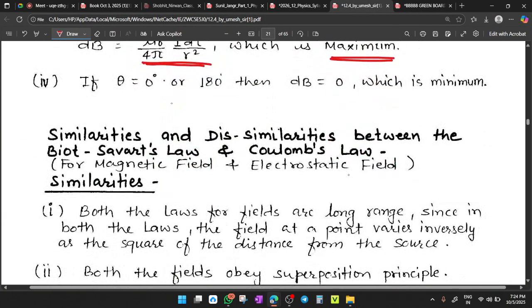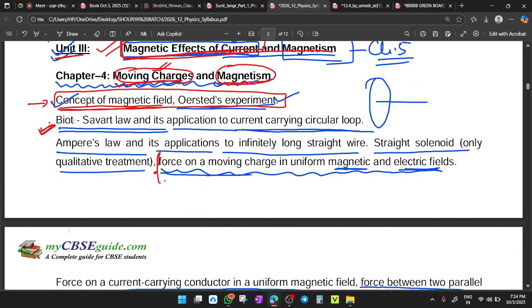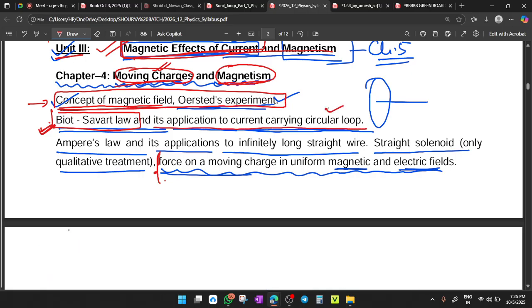For theta equal to 0 degree or 180 degree, dB equals 0. Because for theta equal to 0 degree, sin theta equals 0, and for 180 degree, sin theta is also 0. So the field will be 0. Clear? Students, we have completed the Biot-Savart law. Now we start its application to a current carrying circular loop.